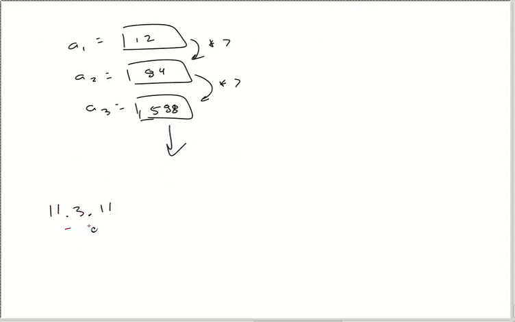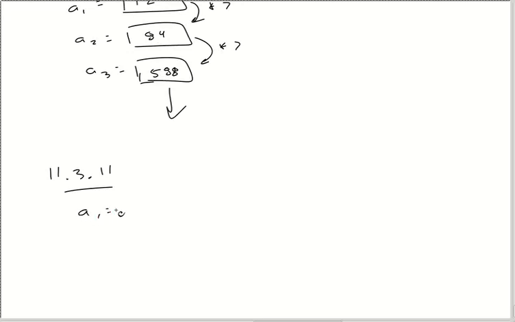11.3.11. I got A1 is equal to 4. I got r is equal to negative 3. And they say, find the 10th term. Now, this is actually not too bad. I'm going to do it with Desmos. I'm going to do it right now.